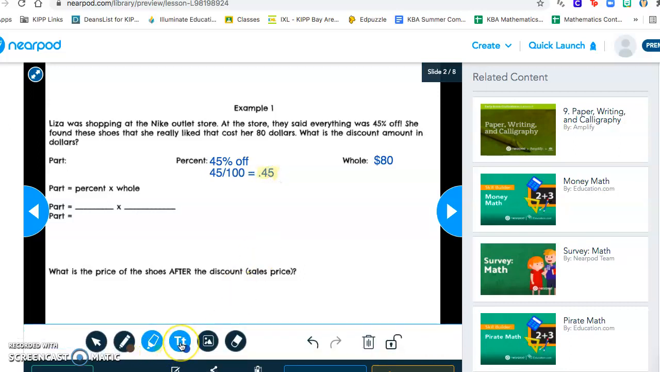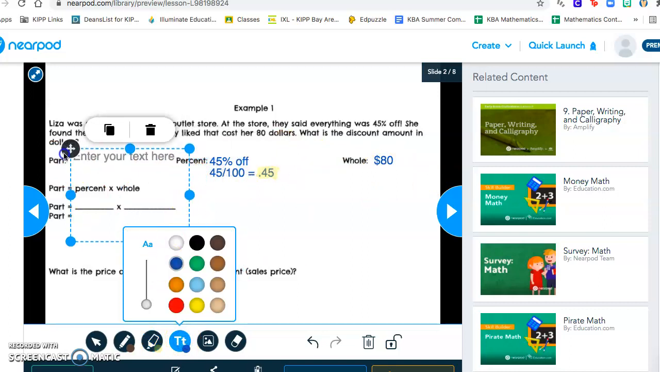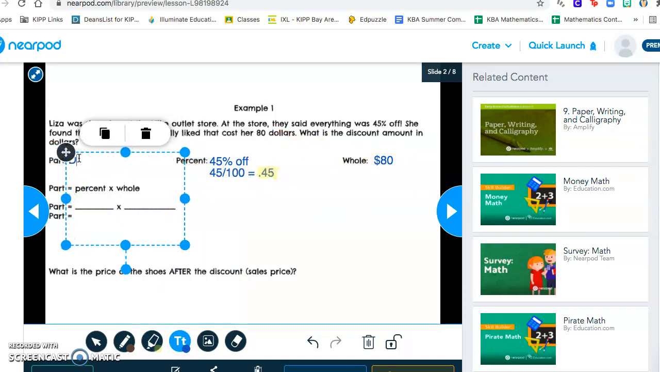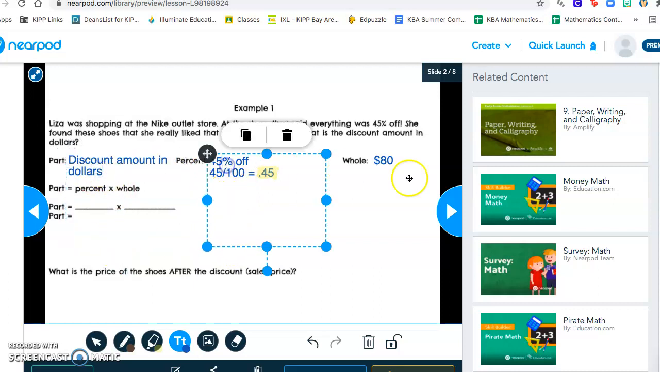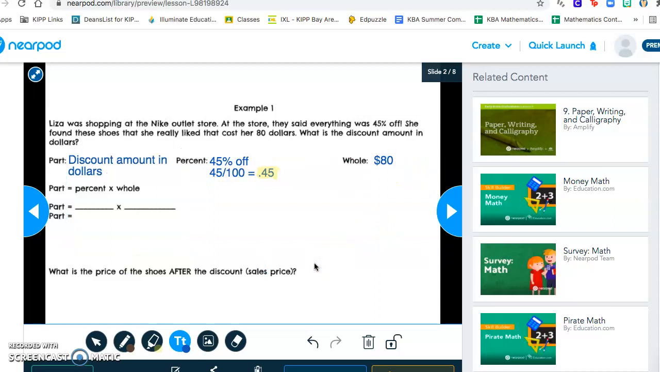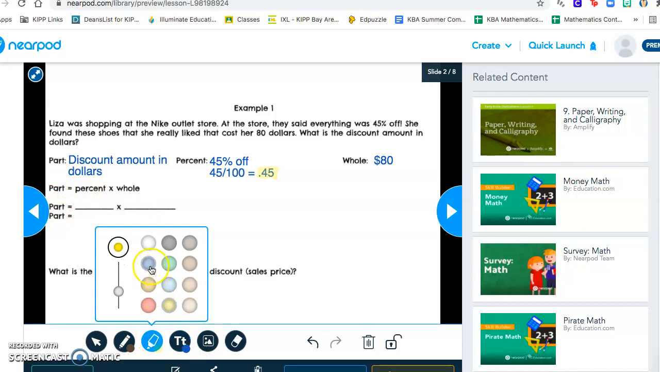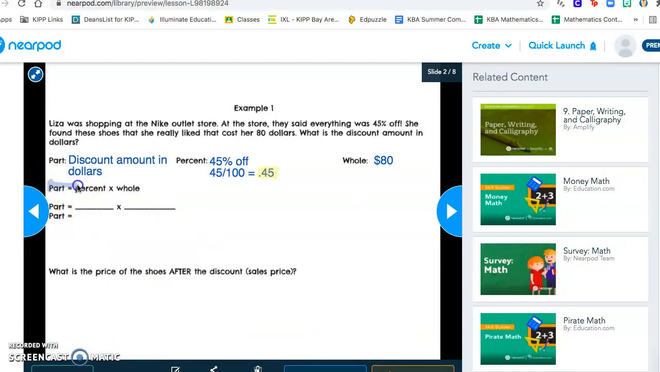So now I have to figure out what is 45% of 80, and so the part is what we don't have, and it's the discount amount in dollars, which is what we're looking for. So first thing that we do is we set this up. Now if you have a piece of paper, you could definitely set it up like this to help you. So here's my equation. It's always the part equals the percent times the whole. So this is my equation right here.